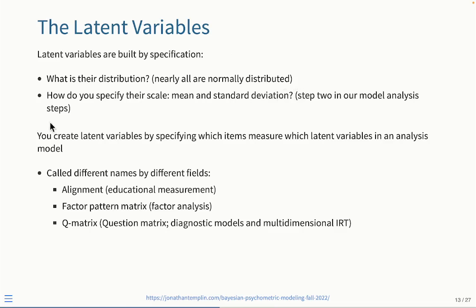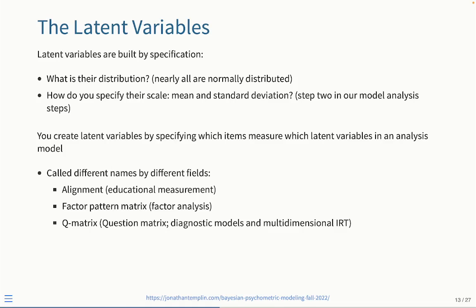So once we do that, then we go about creating latent variables by specifying or creating items which are built to measure these variables in an analysis model. So ideally, before you even created items, you understand the construct you wish to measure. That's what the latent variable represents, or latent variables. And then you create items measuring that construct itself.